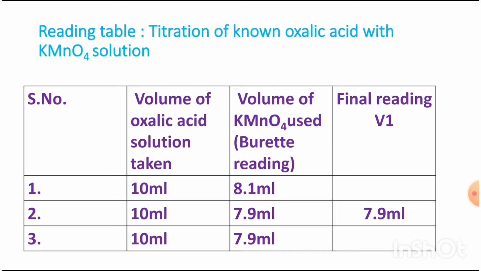Reading table. Titration of oxalic acid with KMnO4 solution. Volume of the oxalic acid solution taken for each reading is 10 ml. Volume of KMnO4 used, that is the burette reading, is 8.1 ml. The second reading and the third reading are both the same, that is 7.9. So our final reading is 7.9, that is V1.